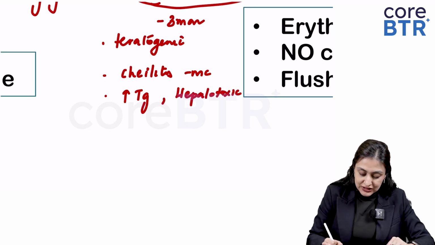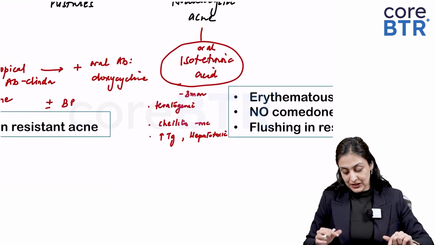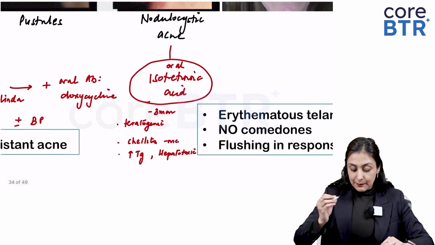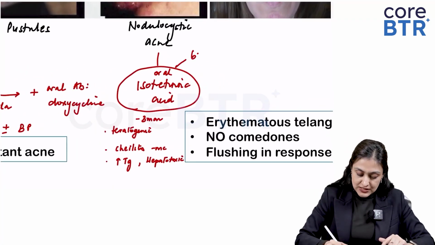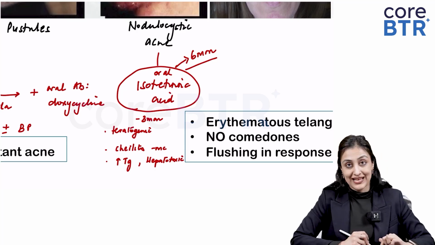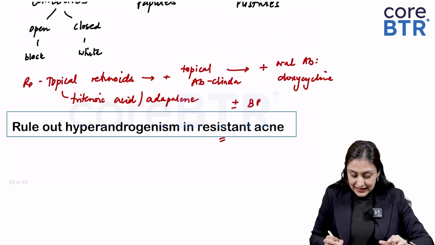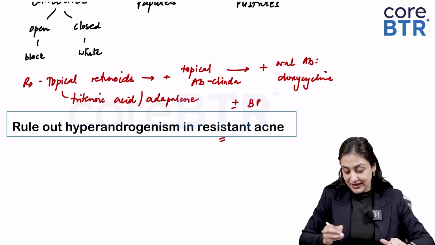Toxic. So you should monitor UPT, LFT, and lipid profile if anybody is on isotretinoin. Apart from that, another indication is when it's been more than 6 months of treatment and you have no response, you can use isotretinoin. So these are two indications. Any resistant acne, always rule out underlying hyperandrogenism.